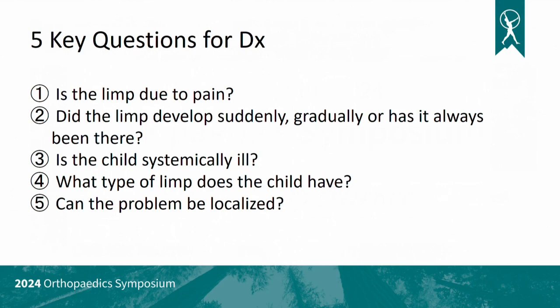These are 5 questions I always ask myself. Is the limp due to pain, or are they just limping because they're limping? Did it start suddenly, or has it always been there? Are they ill? Is it something like a bone infection? Is it a hip infection? Is it discitis? Is it something that's more systemic? And then what type of limp they have, going back to those limps we went through, what does their gait look like? And then, can we localize the problem?